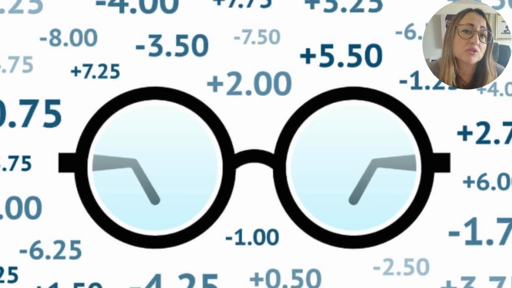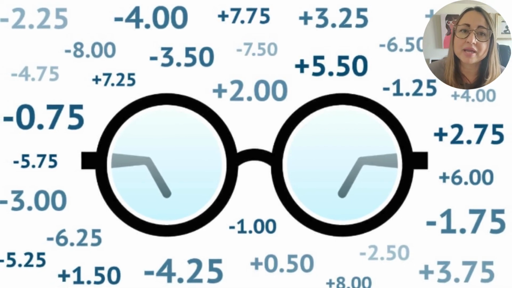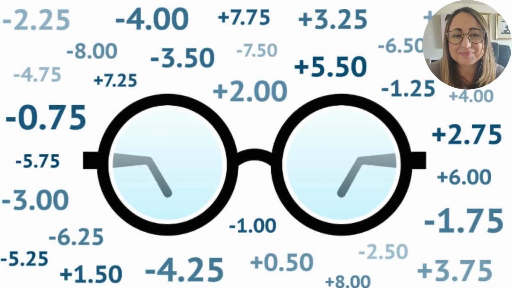The unit of measure for optical power is called diopters, and they typically will move in increments of quarters, either minus or plus power, as mentioned earlier.